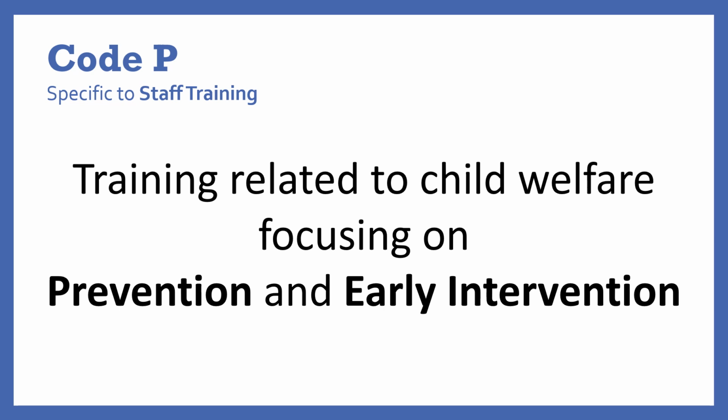Examples might include attending a training on identifying child maltreatment, learning about child prevention candidacy, or helping staff understand how to refer families for support. This code also covers time spent preparing for, presenting, or traveling to these trainings. In short, Code P is all about building the capacity of staff to better support students and families through prevention-focused education and awareness.